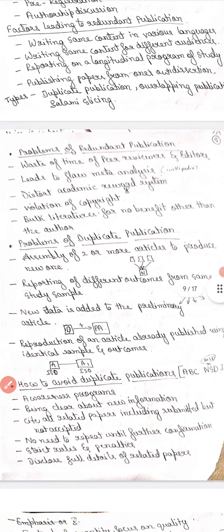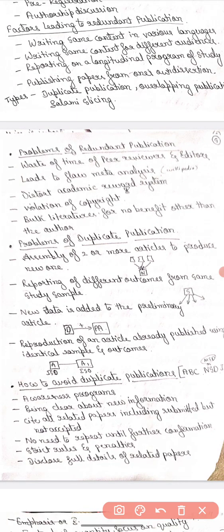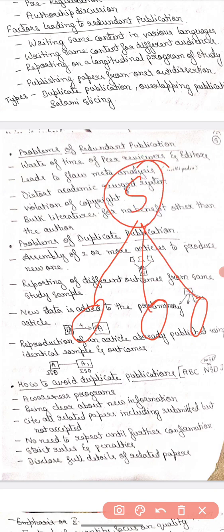Next, reporting of different outcomes from the same source. This is D1, D2, you remember like this. These are different outcomes from the same source. Reporting of different outcomes from the same study sample. For example, minor variations, different outcomes from the same study sample.